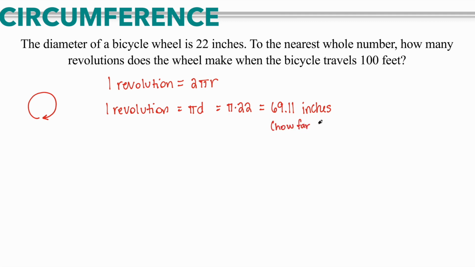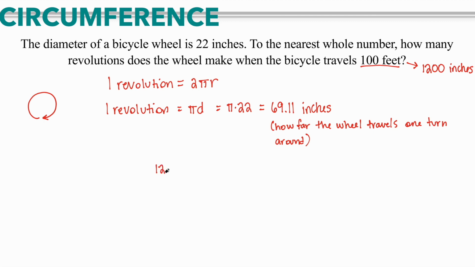How far the wheel travels one turn around. And they want to know, how many times can this happen for 100 feet? Well, here's the deal. We're in inches, and that's 100 feet. So I'm first going to take 100 feet and multiply it by 12, and I'll get 1,200 inches. So we want to know, how many revolutions will the wheel make when it covers 1,200 inches?